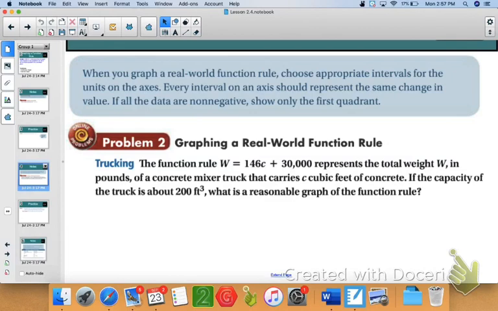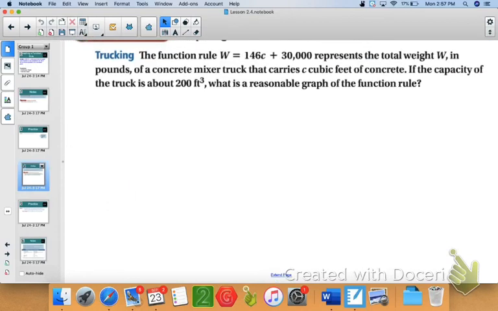So this one says the function rule W equals 146C plus 30,000 represents the total weight, W, in pounds of a concrete mixer truck that carries C cubic feet of concrete. If the capacity of the truck is about 200 cubic feet, what is a reasonable graph for the function rule? Okay, so again, this is linear.